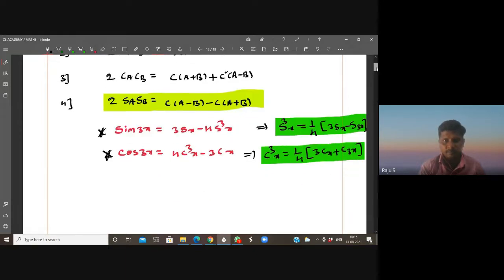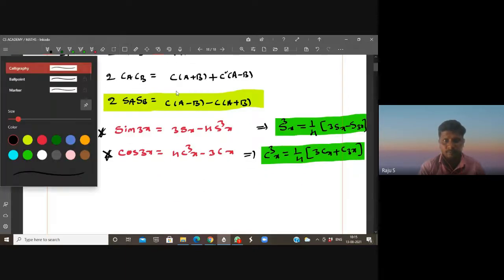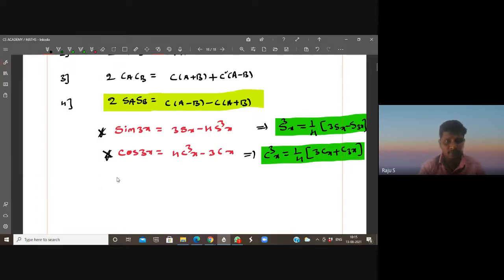Even, for example, is there any formula for integral sine square? No formula. There is no formula for integral sine square. There is no formula for integral cos square. For that, what shall we do? I'm going to write those formulas here also. Right. What is the formula for sine 2x?